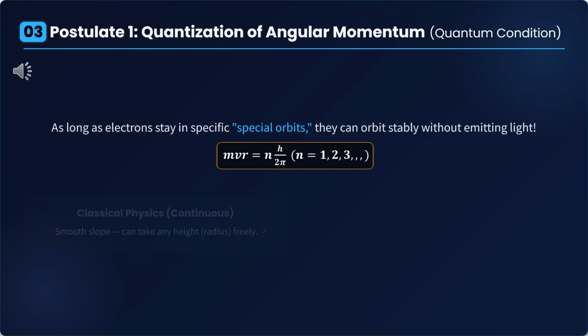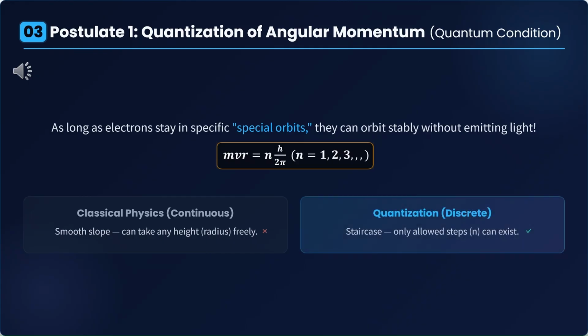This changed the rules completely. The orbit of an electron is not a smooth ramp where it can fly anywhere, like classical physics says. It is like a staircase, where electrons can only exist on specific steps like n equals 1, 2, or 3. This is what quantized means. Quantized does not mean anything goes. It means discrete values only.